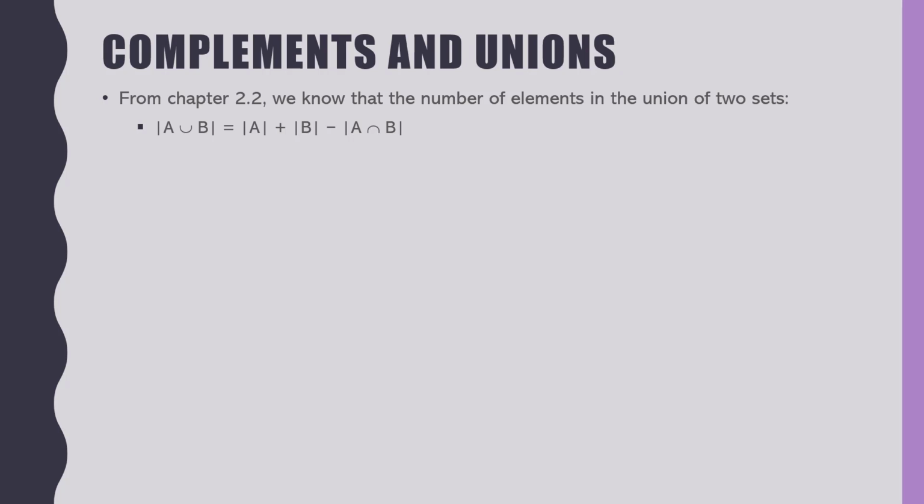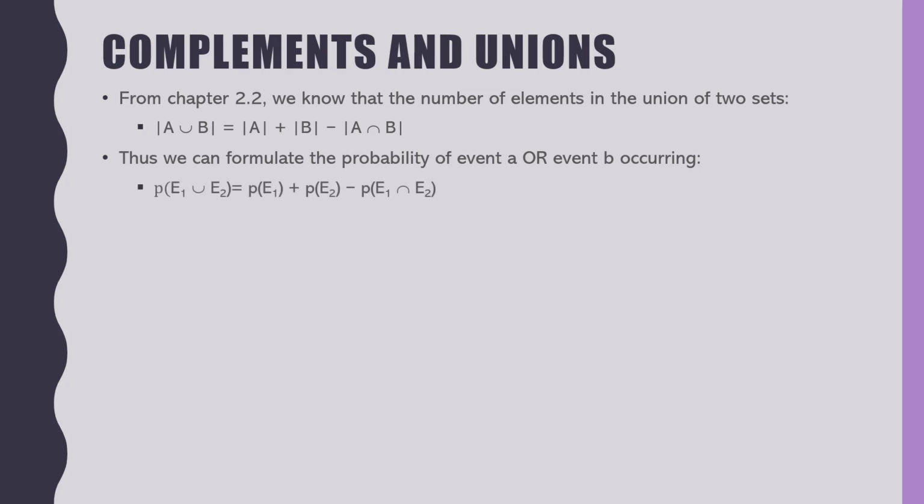All right, so we can apply this to probability. We can figure out what's the probability of event A occurring or event B occurring. So we get this. Look at this formula closely, all right? The probability of event 1 or event 2 occurring, right, that's what the union is, is equal to the probability of event 1 plus the probability of event 2 minus the probability of the intersection of event 1 and 2.